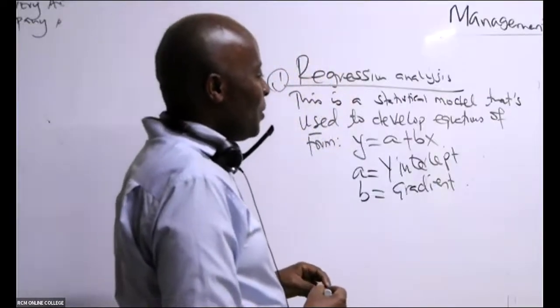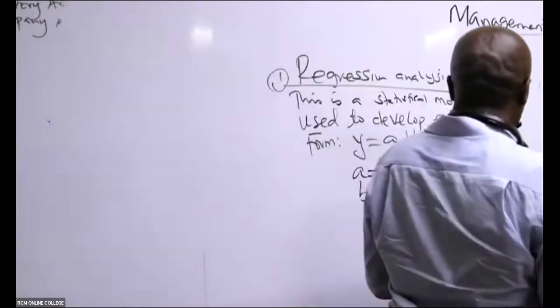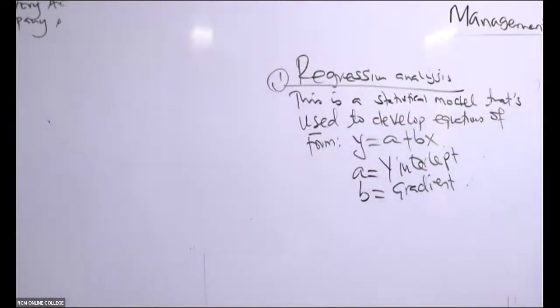Y equals a plus bx, where a equals the y intercept and b equals the gradient. Then regression analysis gives us formulae for getting a and b. So then I'll be able to write this formula for you.